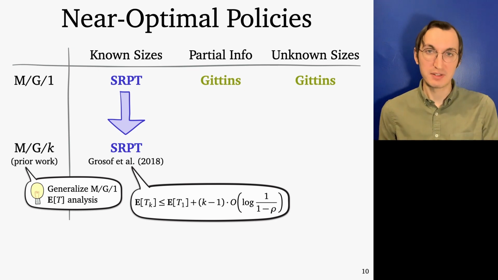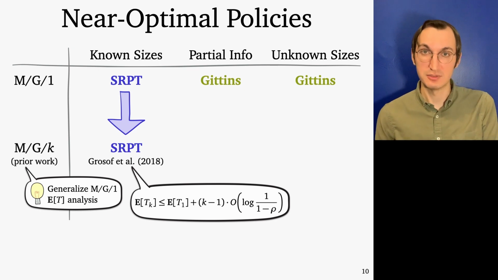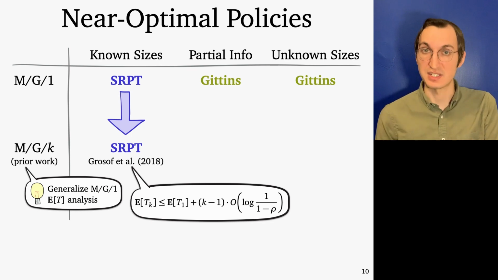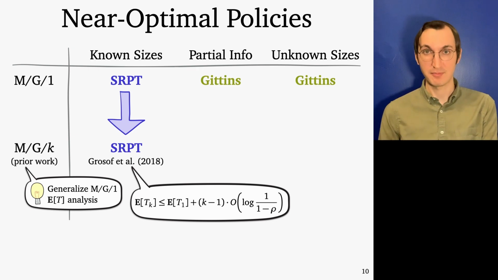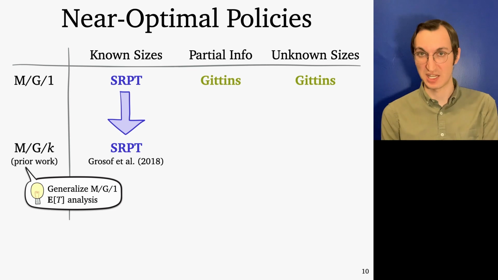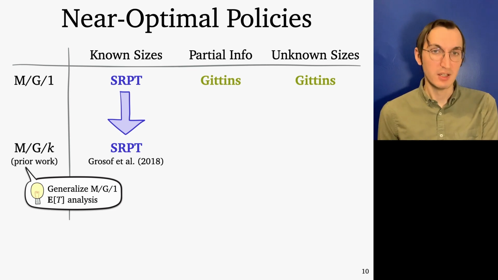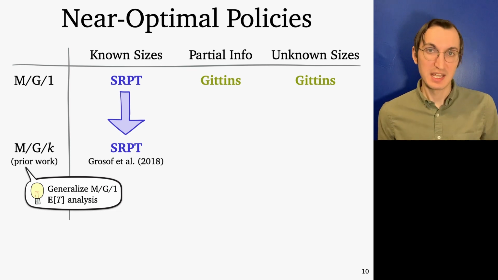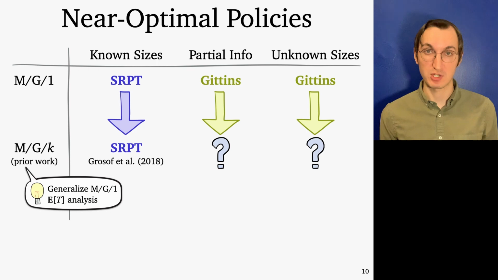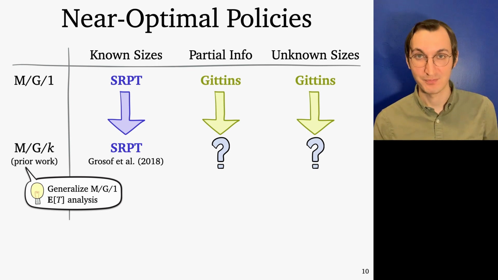And it turns out that this slowly growing function of load is in general the smaller term. And so this basically means that k-server SRPT is near optimal in the M/G/k. And so that's a really nice result we have in the known job size world. But a natural question is, can we do the same thing for partial information or for unknown sizes? Can we get an M/G/k response time bound for Gittins?